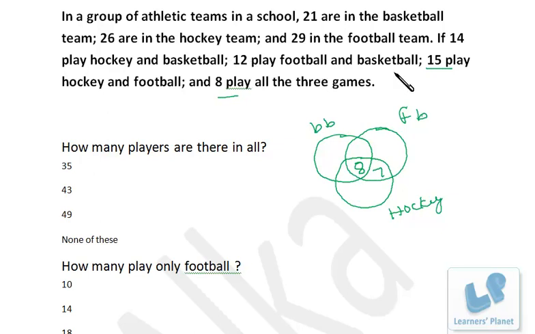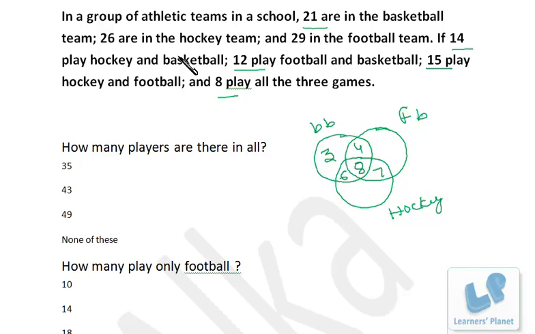Now 12 play football and basketball. Football and basketball 12. 8 is already here, so it will be 4, right? 14 play hockey and basketball. So hockey and basketball 14, 8 is here, so it must be 6, right? So that's also done. Now 21 are there in basketball. So 8 and 6, 14 plus 4, 18. That means 3 must be here to make the total 21 in the basketball circle, right?